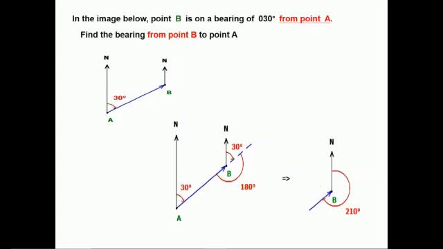So how did you get 30 here? Two lines are parallel. Already one angle is given as 30, and another is also 30. Corresponding angles are equal. Alternate angles are equal.